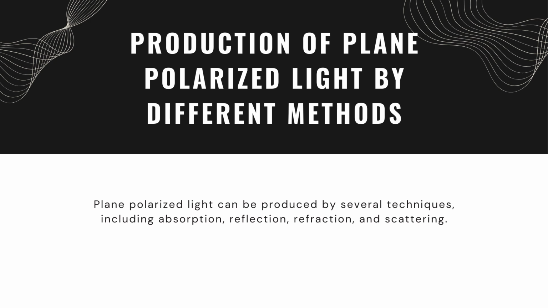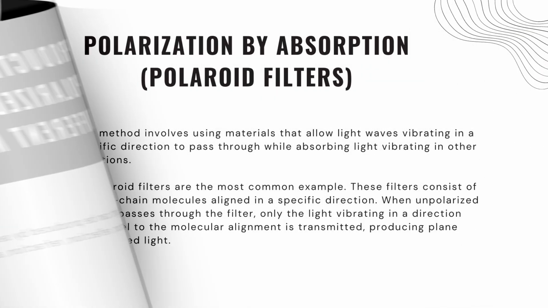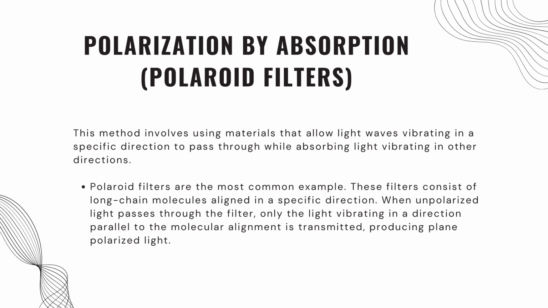Production of plane polarized light by different methods. Plane polarized light can be produced by several techniques, including absorption, reflection, refraction, and scattering. Polarization by absorption. This method involves using materials that allow light waves vibrating in a specific direction to pass through while absorbing light vibrating in other directions.